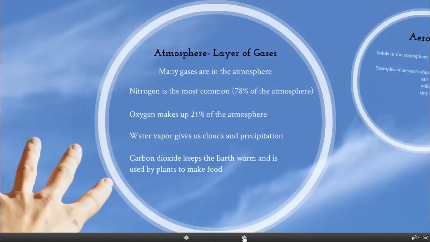But then we also have some water vapor in the atmosphere, and that gives us clouds and precipitation, and you guys know water vapor is just water that has evaporated, whether it be from the heat or from the sun. It rises up and enters the atmosphere.